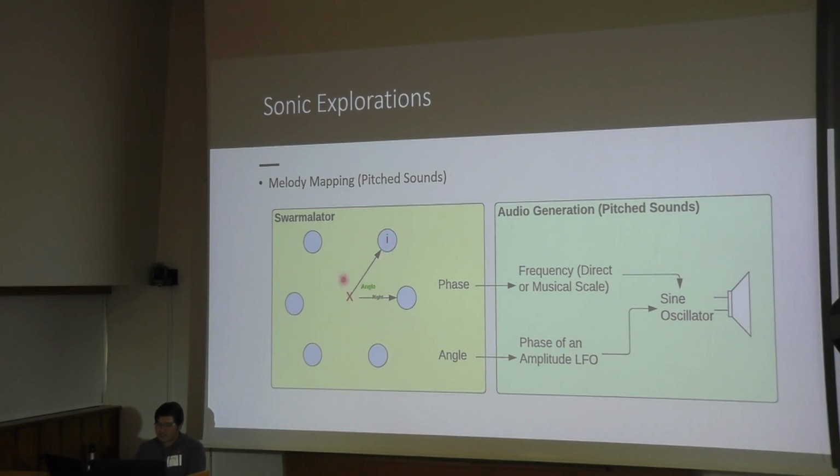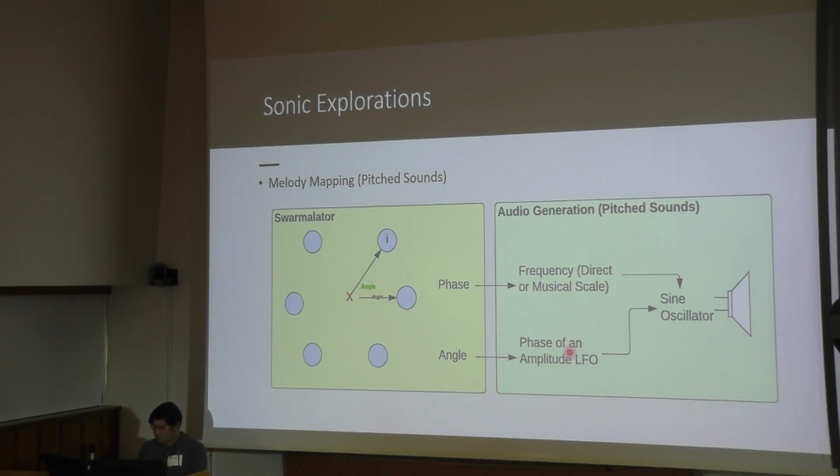So as you can see here, we can have different angles depending on the location of the agents. And that is the parameter that I'm using here. So the phase I'm mapping with a frequency. It is direct, like in a range of values, or in discrete values, like in a musical scale. So this will be the frequency for a sine oscillator. This angle, I'm mapping with the phase of a low frequency oscillator, the amplitude, so that I can modulate this sound oscillator in amplitude with this parameter.